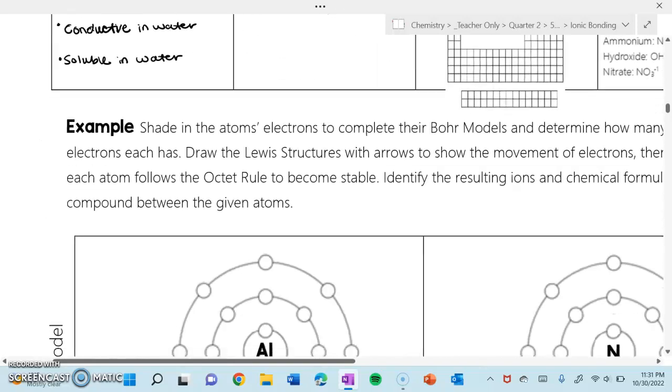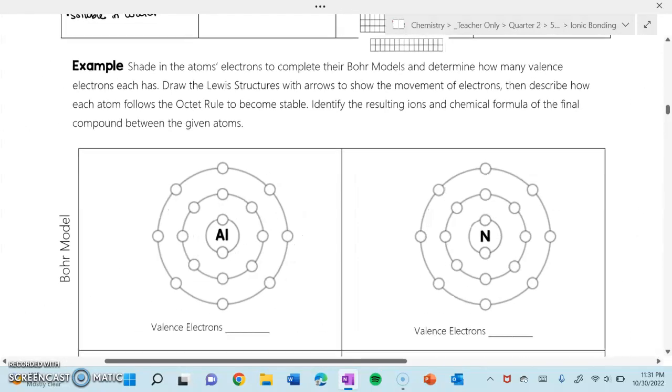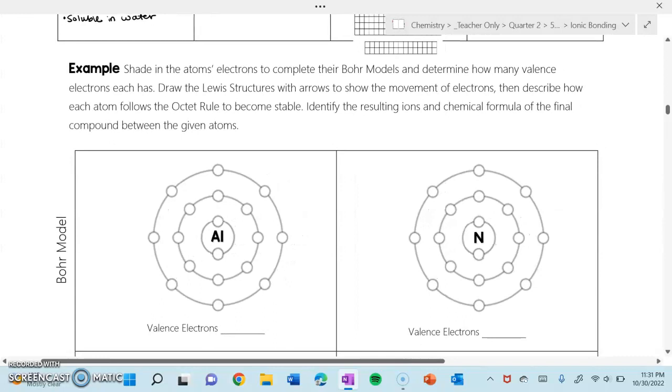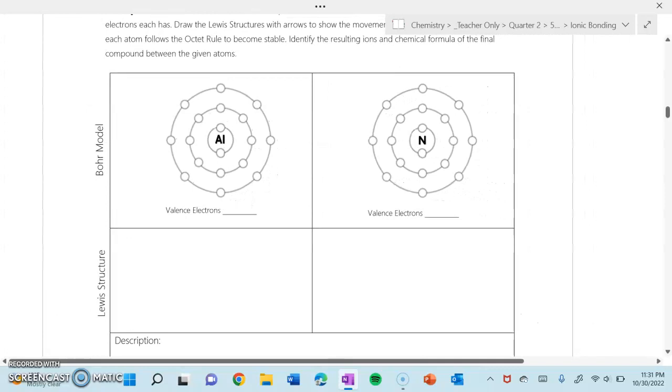So let's do a couple examples down here. We're just going to do part of this. It says, shade in the atom's electrons to complete their Bohr models and determine how many valence electrons each has, and then draw the Lewis structure with arrows to show the movement of electrons. Describe how each atom follows the octet rule to become stable. Identify the resulting ions and chemical formula of the final compound given the atoms.